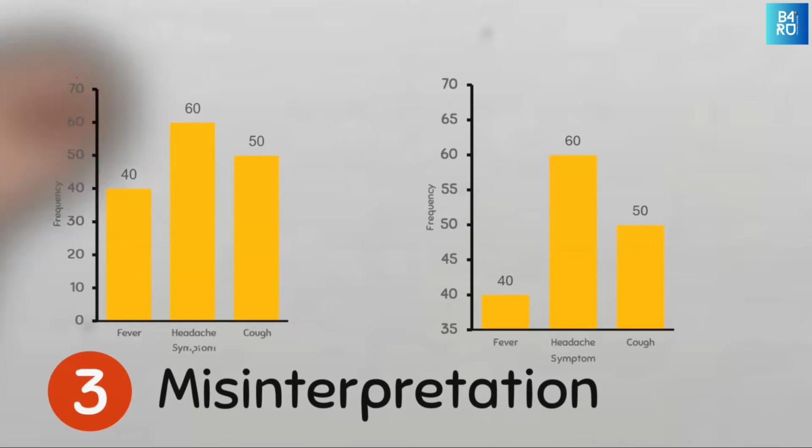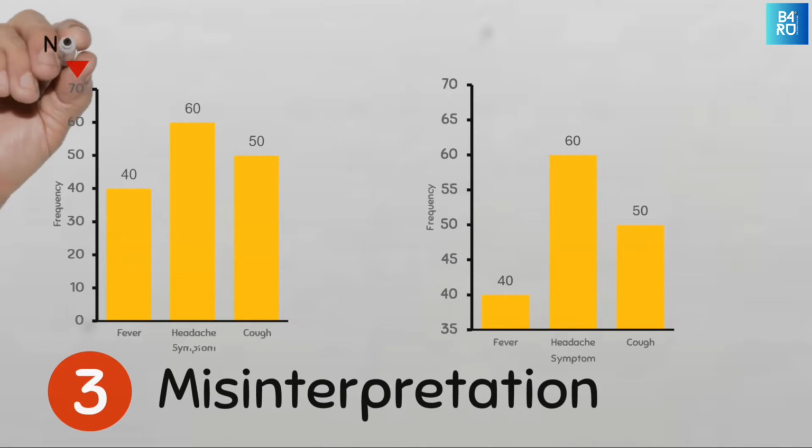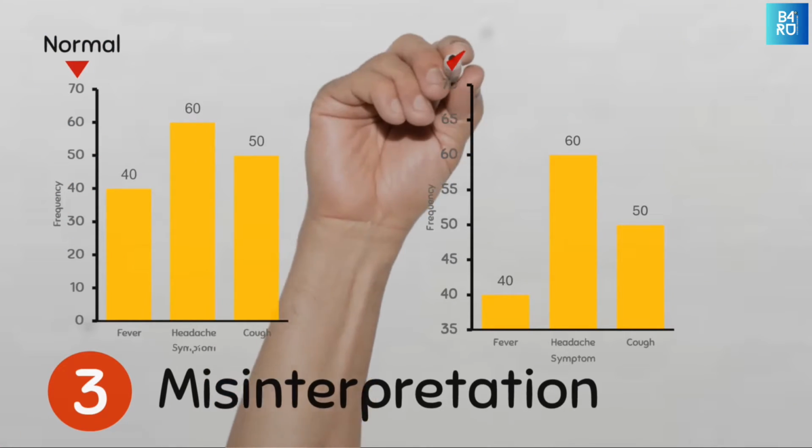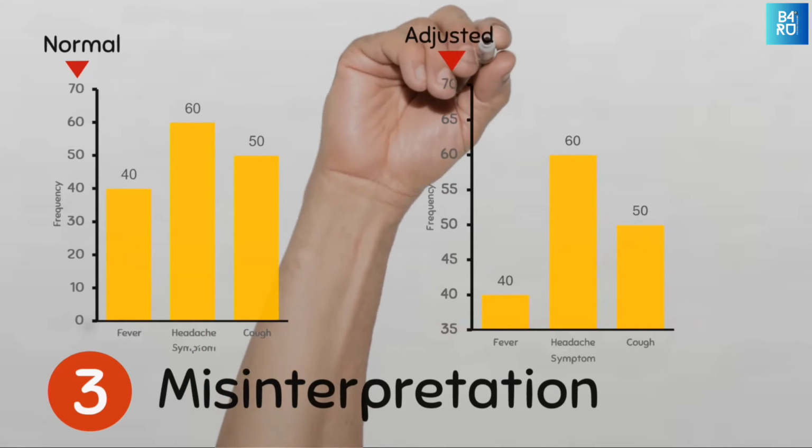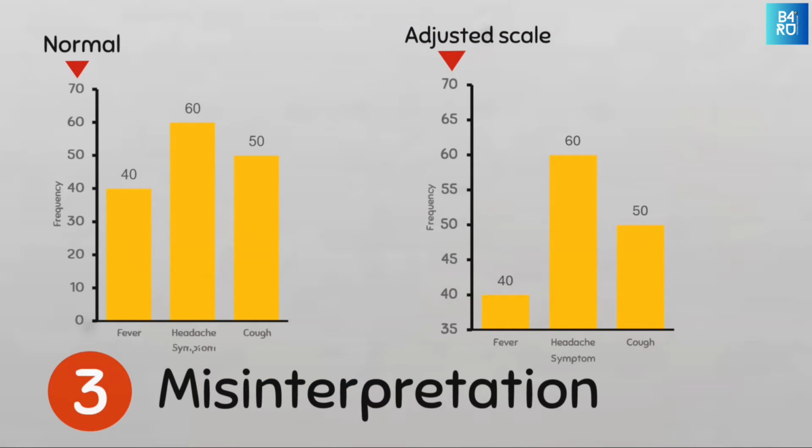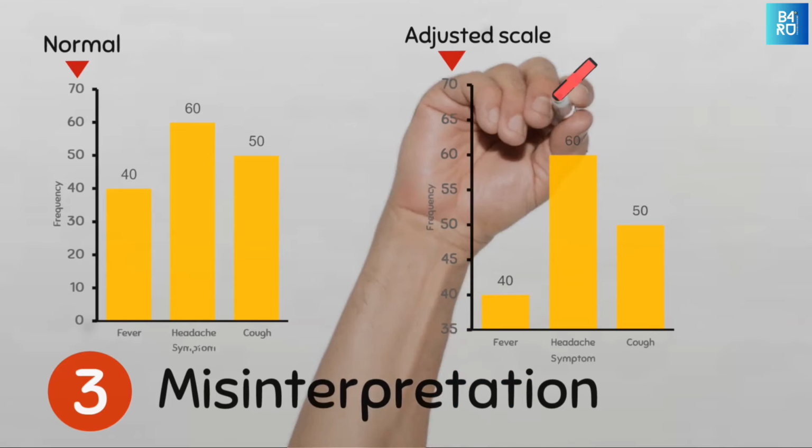Look at this example with the normal scale on the y-axis from 0 to 70. It's exactly the same data I plotted here, but this time I adjusted the scale to start at around 35. Do you notice how it exaggerates the difference between fever and headache? So bar charts can be manipulated to exaggerate or downplay differences.